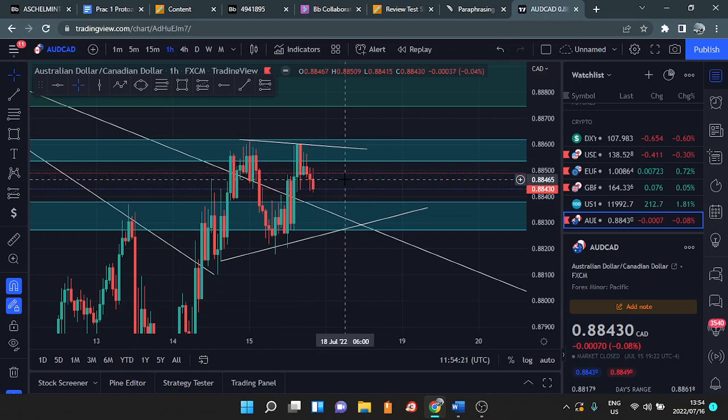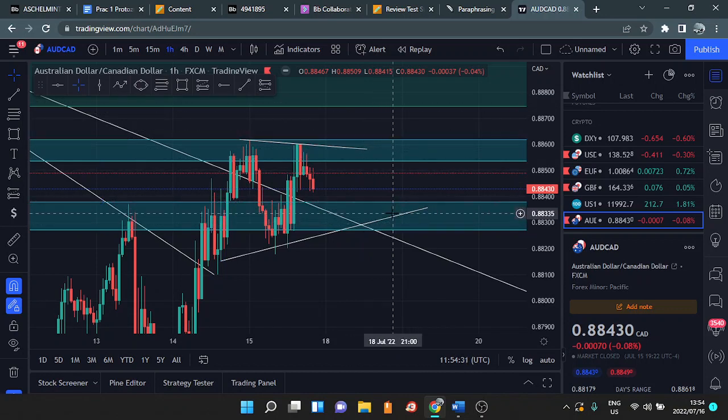go on a lower time frame, catch where the market breaks out of structure on a lower time frame, then flow with where the direction is going after it breaks this support and resistance.